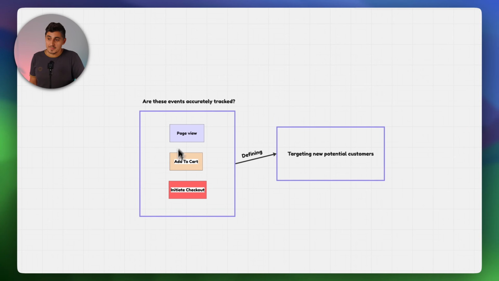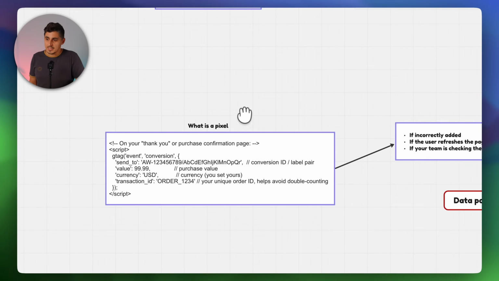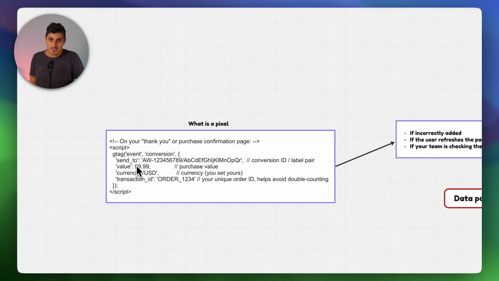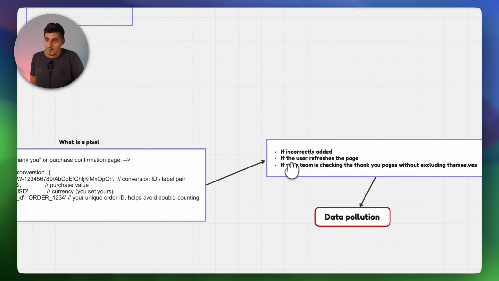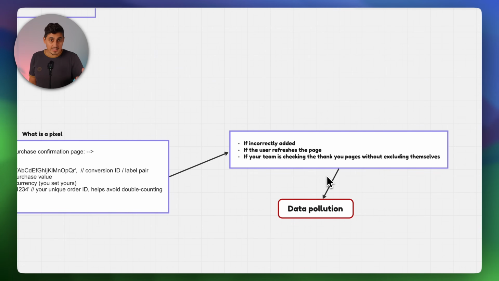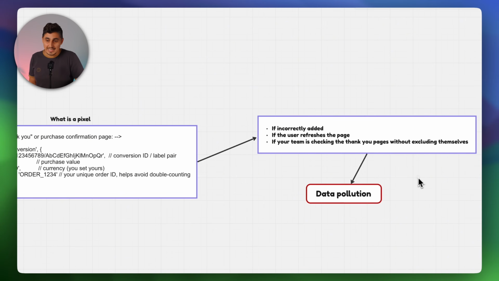But what can cause one of these events not to be tracked correctly? Well, a pixel is a piece of HTML that will be installed on your store, either on your theme itself, like on the theme.liquid file, or through a pixel manager. So if you added it incorrectly to the wrong template, or if the user gets to the thank you page and refreshes the page multiple times, then you get more events that are not true. If your team, for example, goes and checks the thank you pages for some widget you added in there, then the event gets tracked as well if you don't exclude yourself. If you have a combination of these, your data gets polluted.